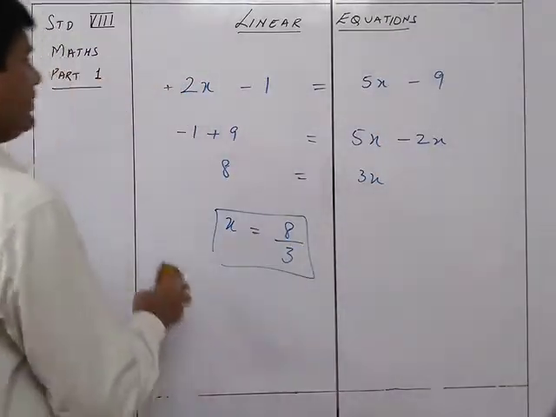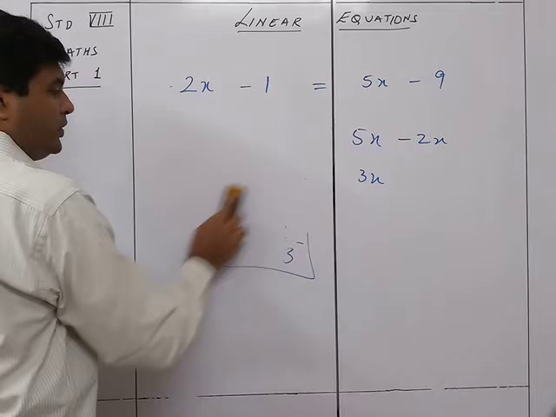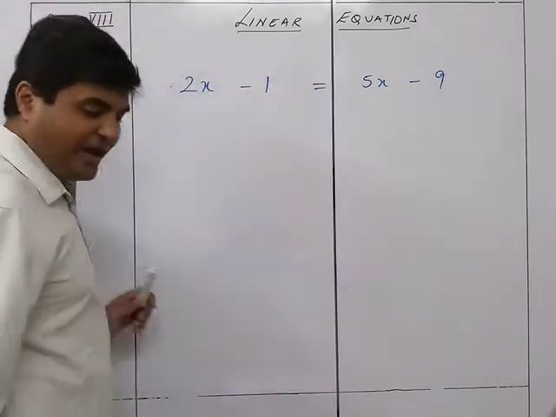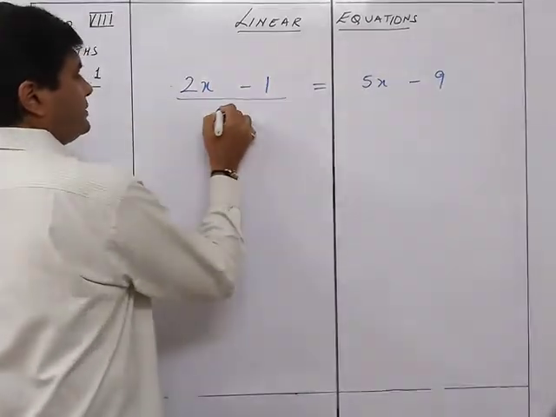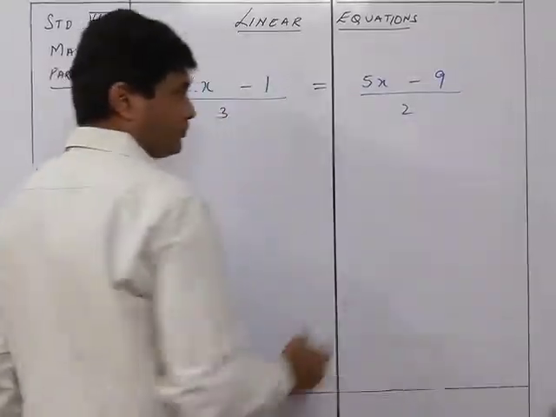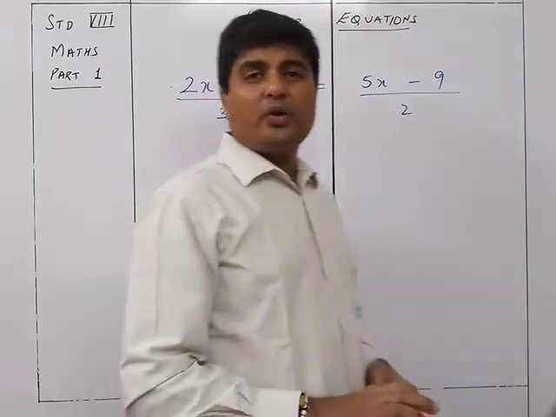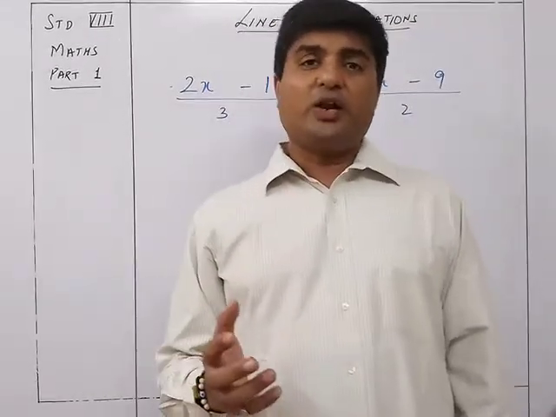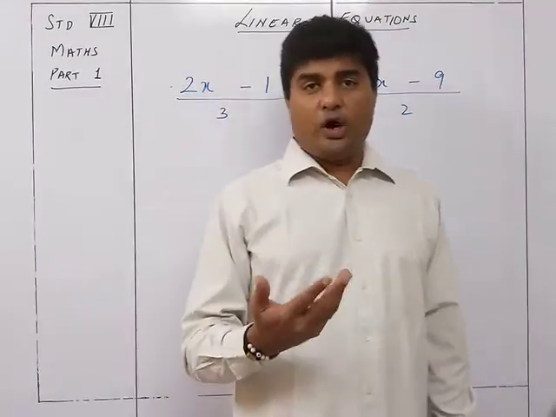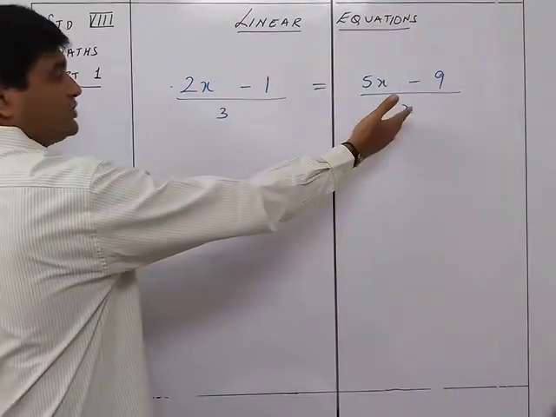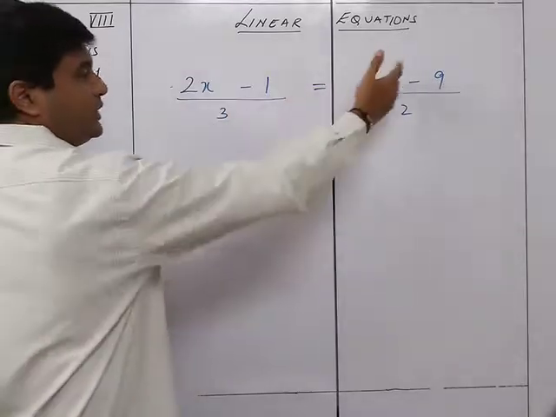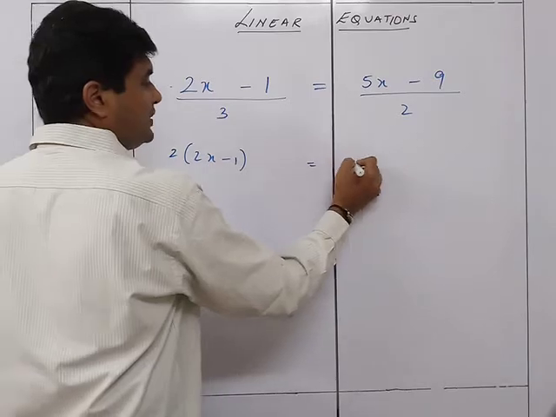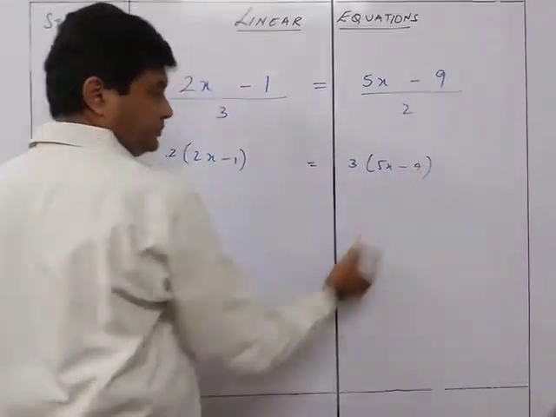Similarly, the same thing would also happen if I am going to have some kind of a fraction over here. So if I am having a fraction, like for example, this is upon 3 and this is upon 2. Now the first thing you are going to do is get rid of these denominators. How do you get rid of the denominators? By taking the LCM, or you can cross multiply. So you can cross multiply. Take this 2 over here, take this 3 over here. So it will be 2 bracket 2x minus 1 is equals to 3 bracket 5x minus 9.